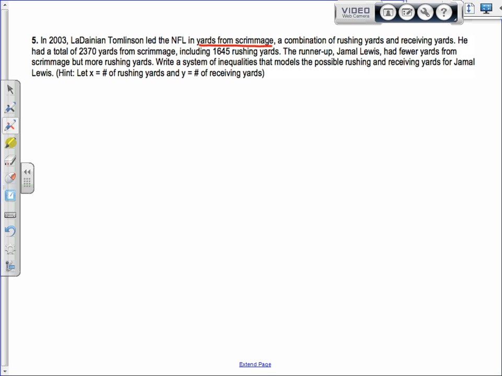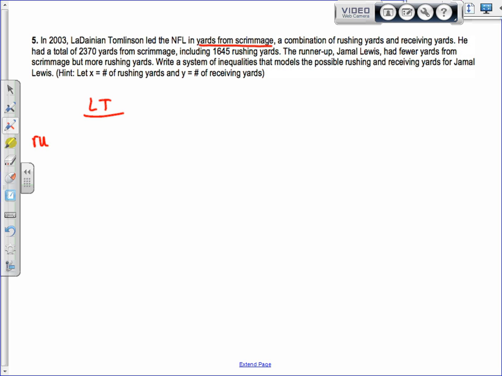All right, receiving yards, what are you doing? You're running and then catching the ball, right? Does that make sense? Someone's passing it to you, so you're getting the yards from running. So you ran a certain amount. Let's say you ran 40 yards and then you caught it, right? You get 40 yards added to your yards from scrimmage. So yards from scrimmage is going to be adding rushing yards and receiving yards. He had a total of 2370 yards from scrimmage.